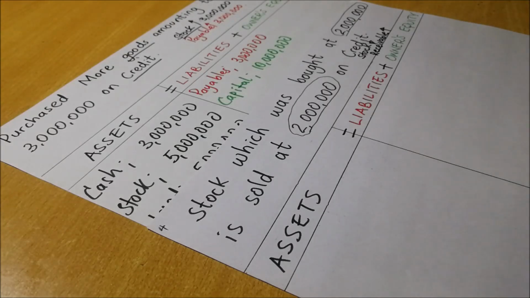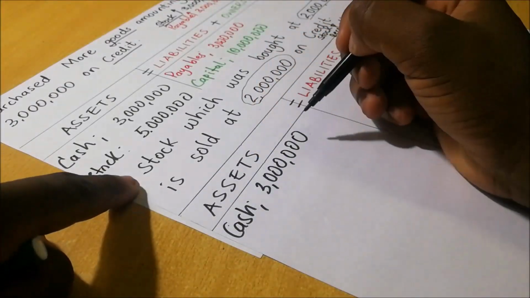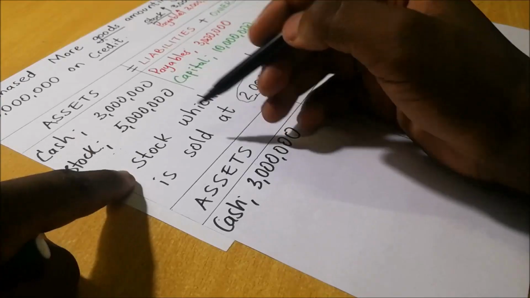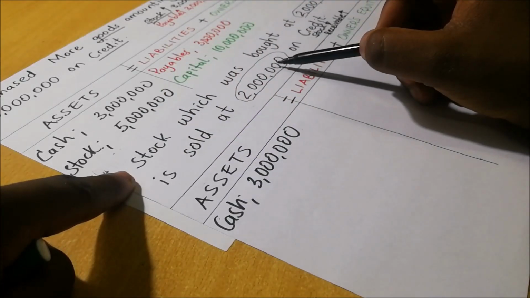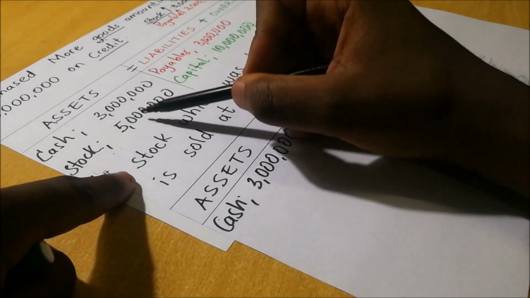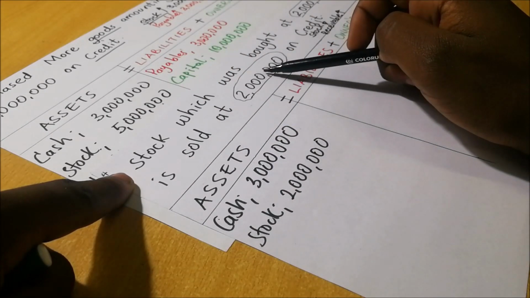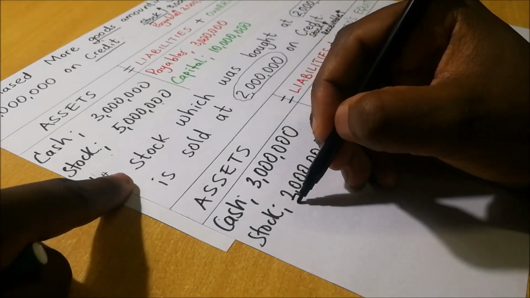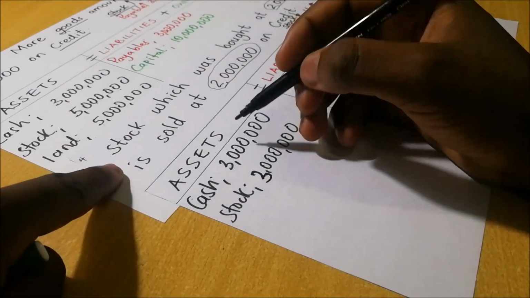On the side of assets, our cash is still 3 million. Our stock was 5 million, but 2 million worth of stock has been sold out, so it reduces. It is 5 million previously minus the 2 million to give us 3 million worth of stock remaining. Then, of course, land is still remaining the same.